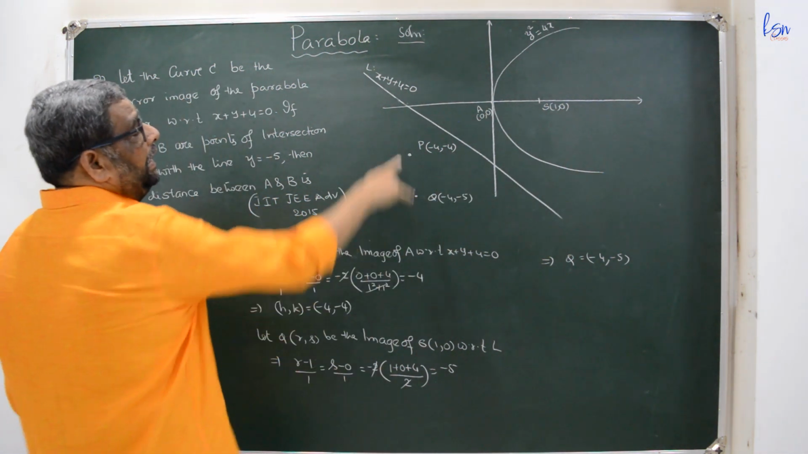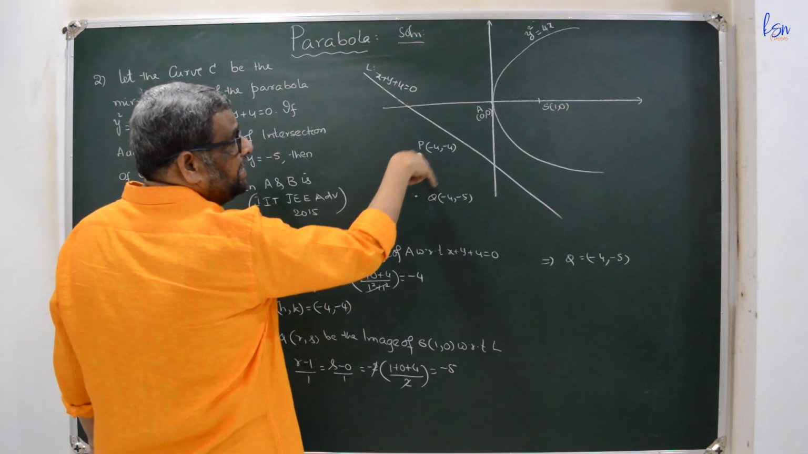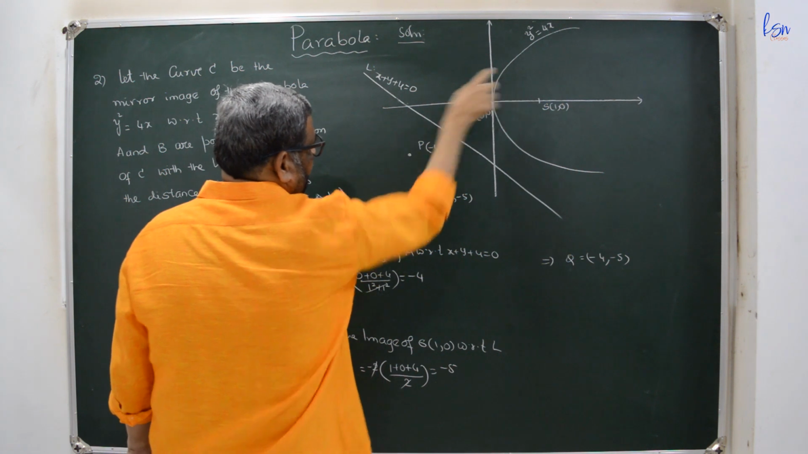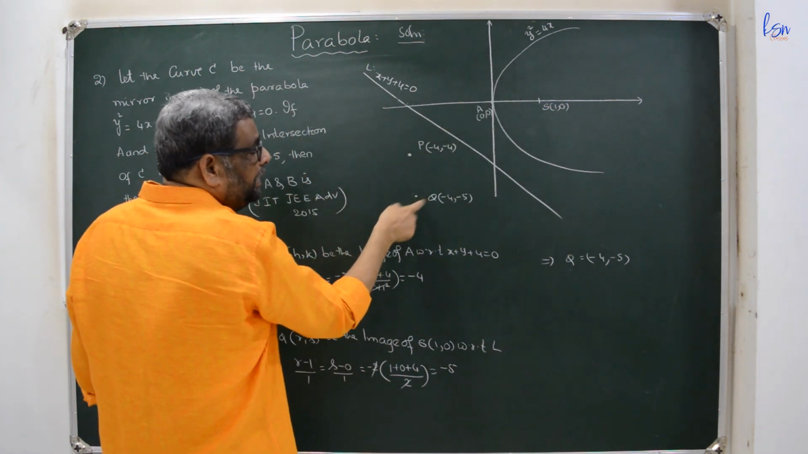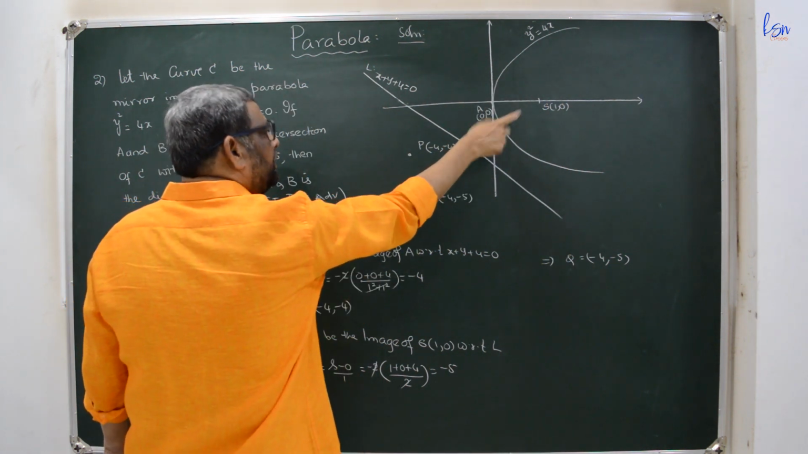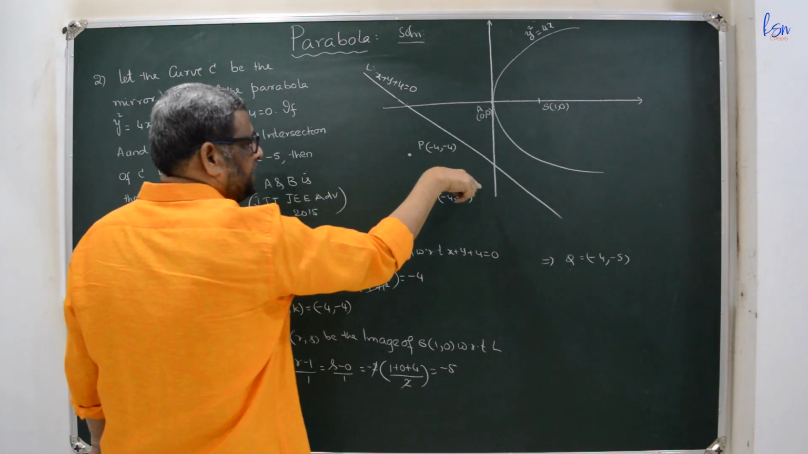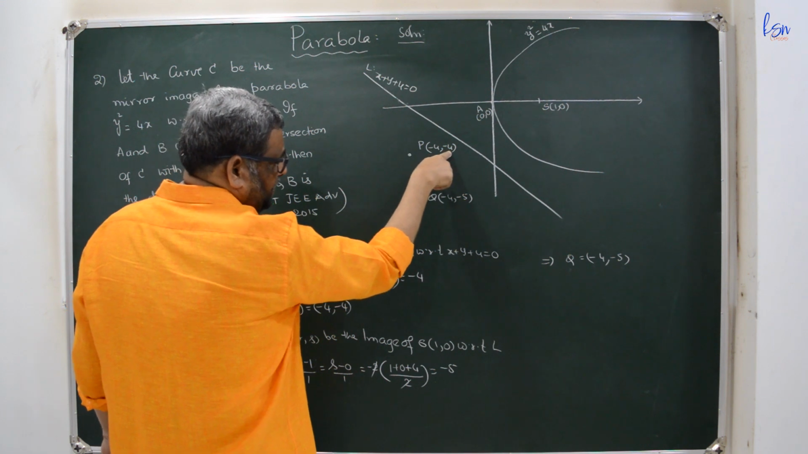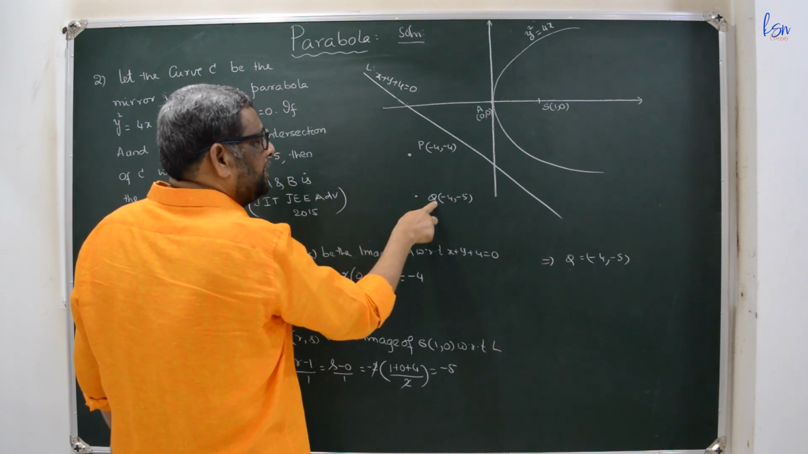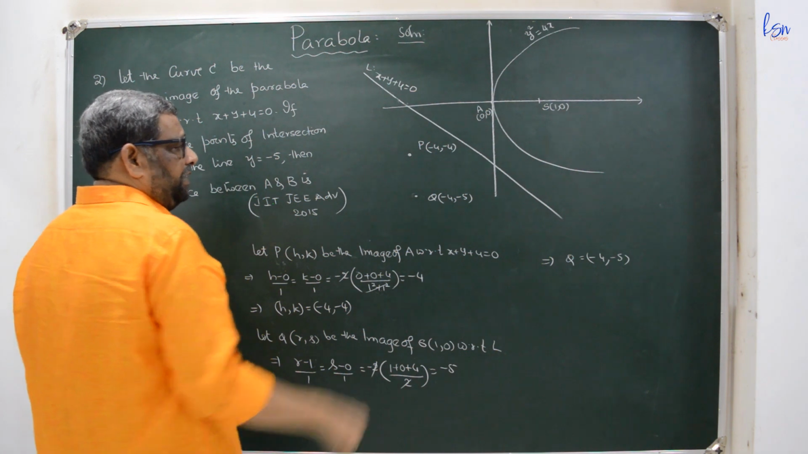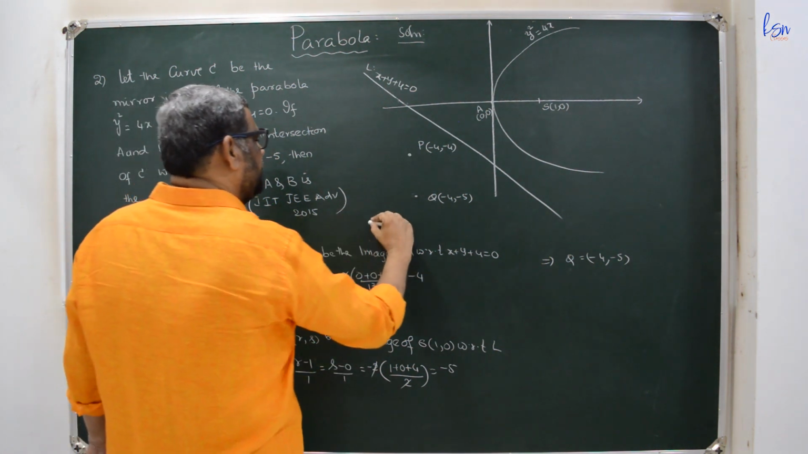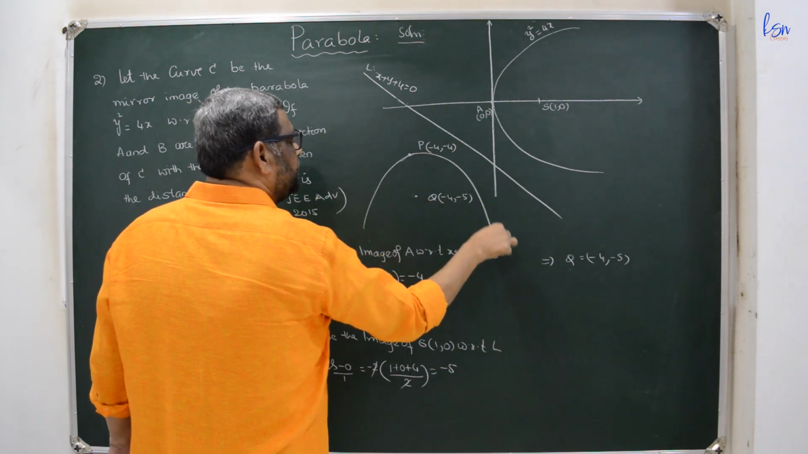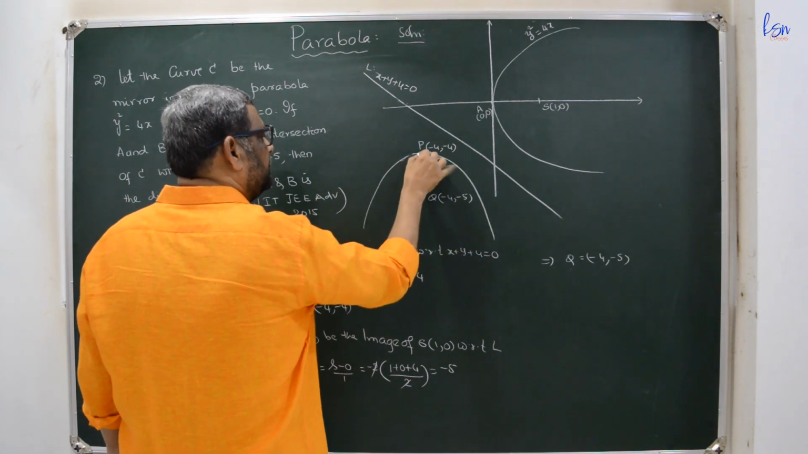So now here, this P will be the vertex of the image curve, which is the image of this curve with respect to this line. This Q will be the focus of the image of this curve. That means the image of this curve with respect to this line is again a parabola, with vertex (minus 4, minus 4) and the focus (minus 4, minus 5). So the focus is below the vertex, therefore the parabola will be like this. This is the image curve.